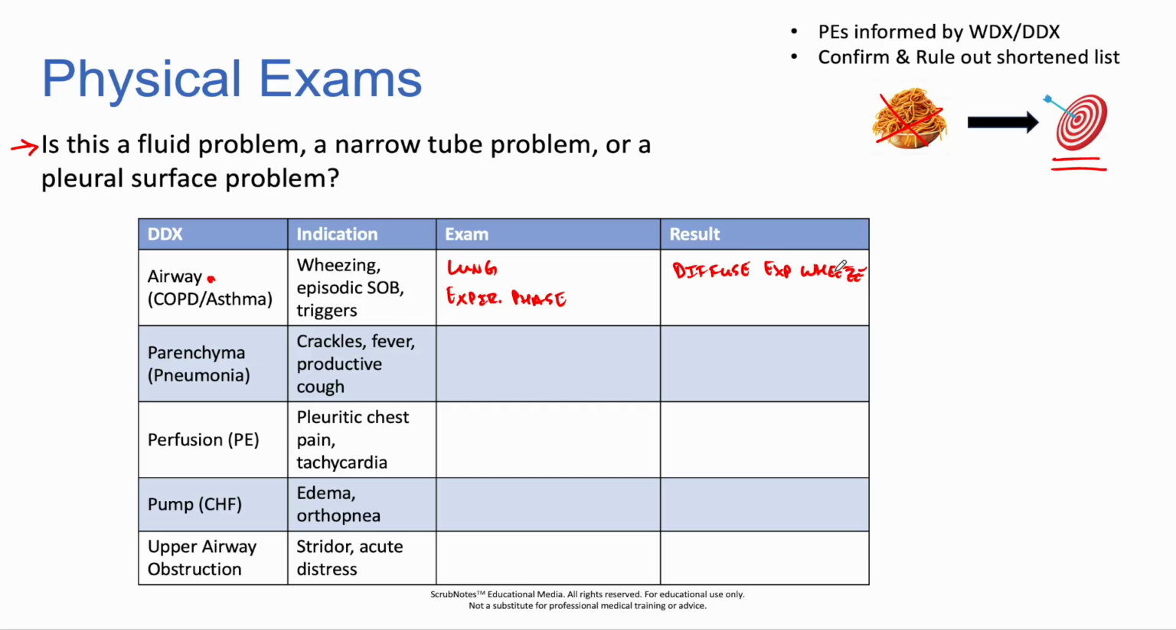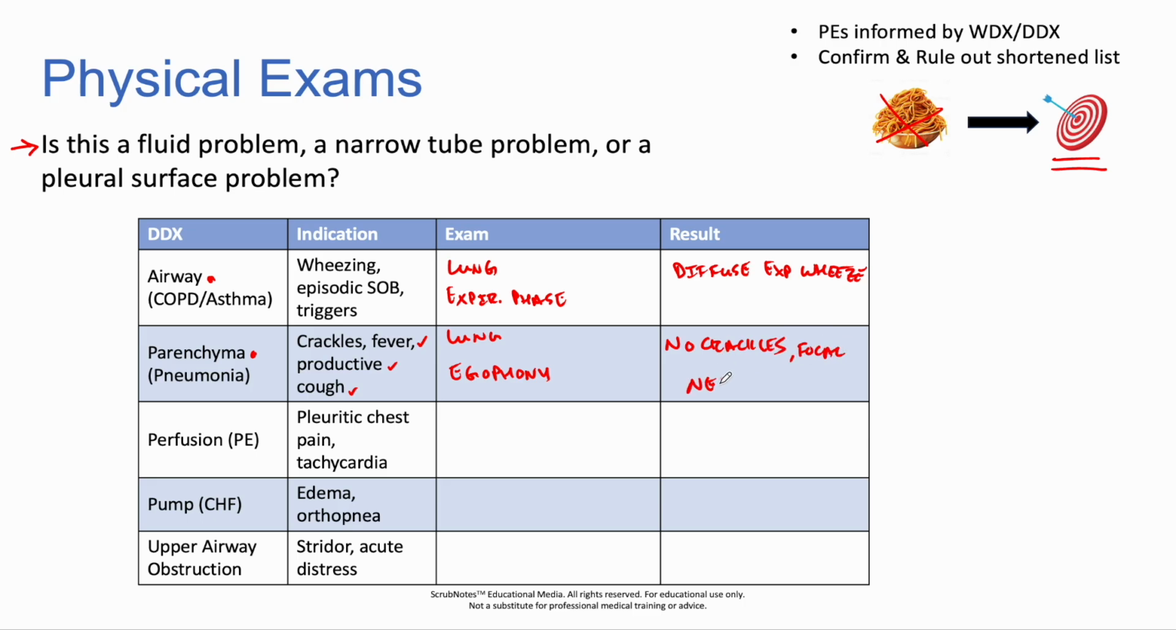For suspected pneumonia, you'd probably hear crackles, there'd probably be fever, and a productive cough is likely. So again, you'd want to have a lung exam and auscultate and percuss especially. I'd also perform egophony as a special exam. And for our patient, let's assume there's no crackles, no focal findings, and egophony is negative.